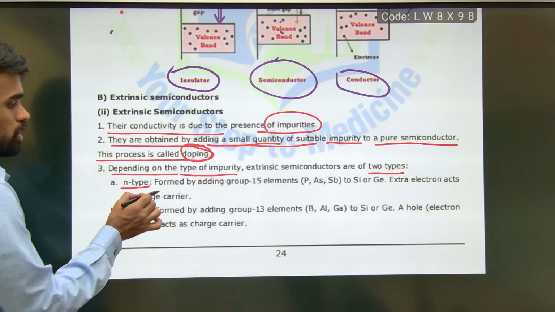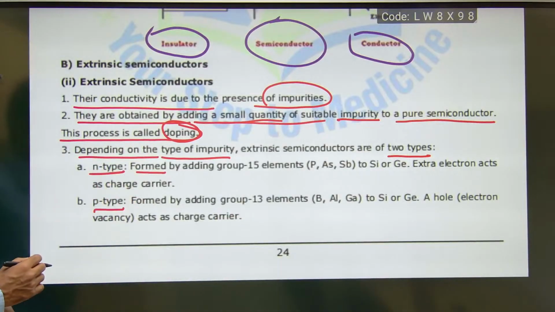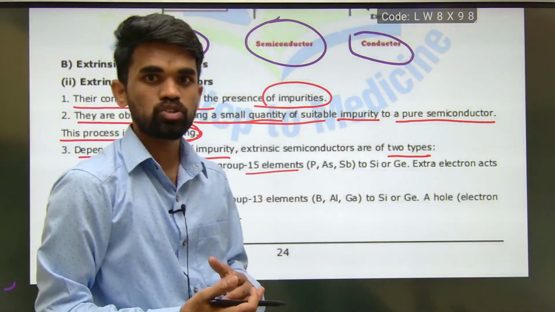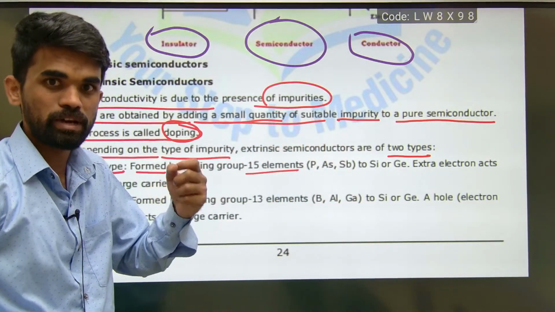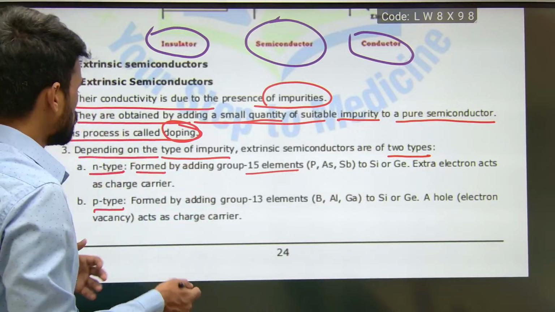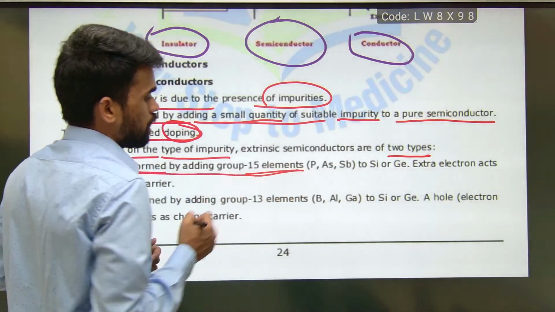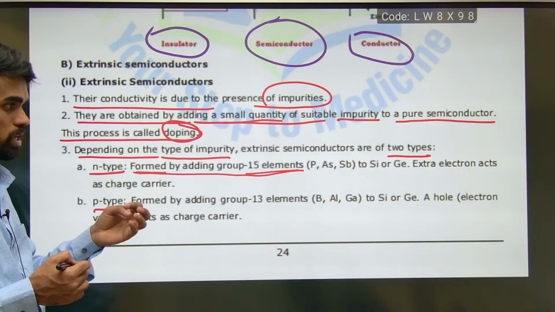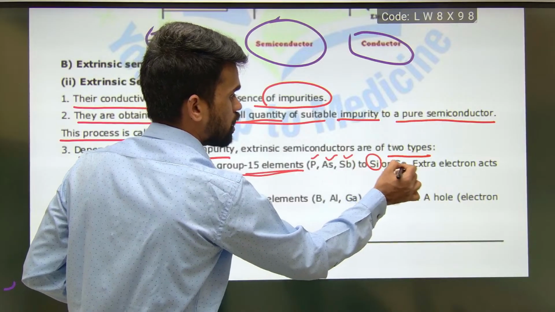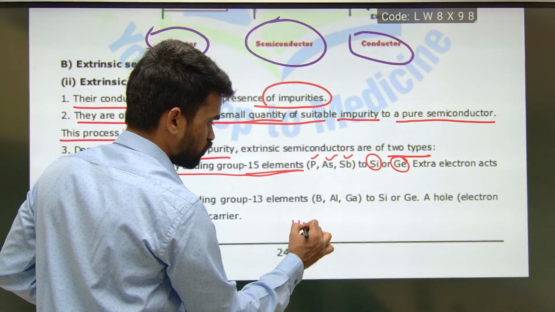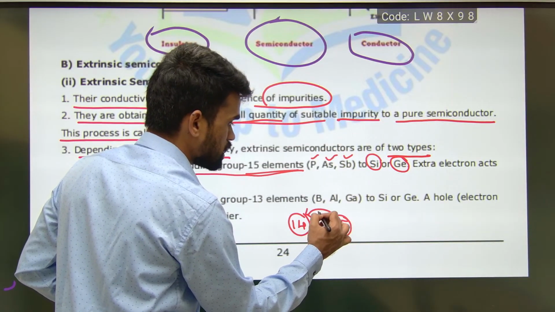See here, N type semiconductors are formed by adding group 15. Just remember group 15 is the nitrogen family, so nitrogen, N, you can remember it as N type semiconductors. Just for remembering purposes I am giving you this trick. These N type semiconductors are formed by adding group 15 elements. What are the group 15 elements you can add? It can be phosphorus, arsenic, antimony to silicon or germanium. If you are adding group 15 elements to group 14, you can say this is N type.